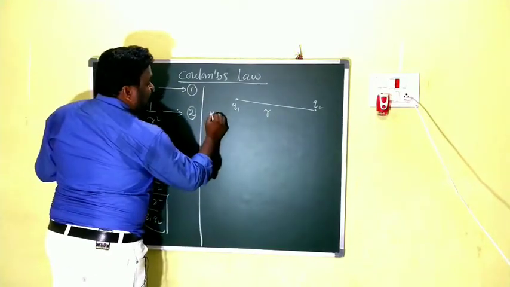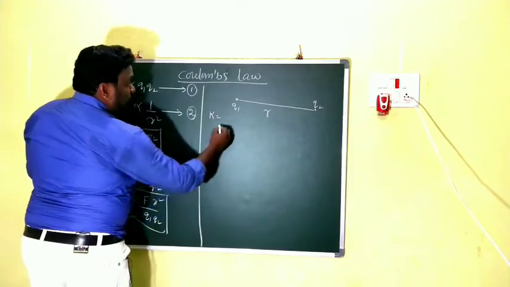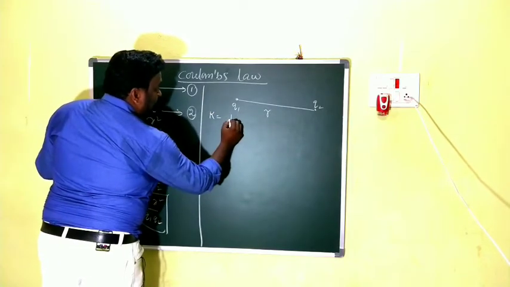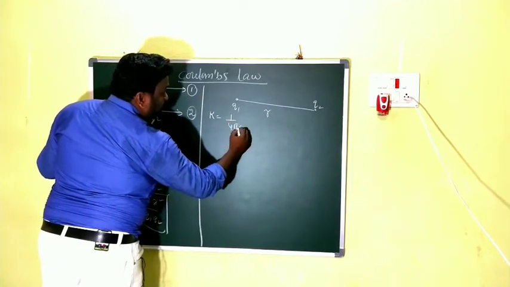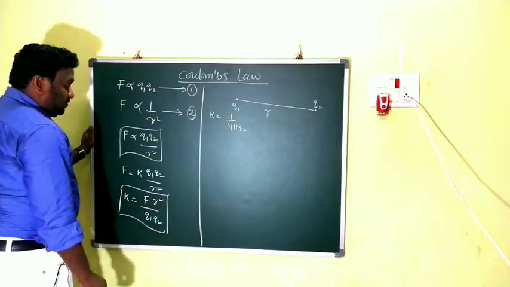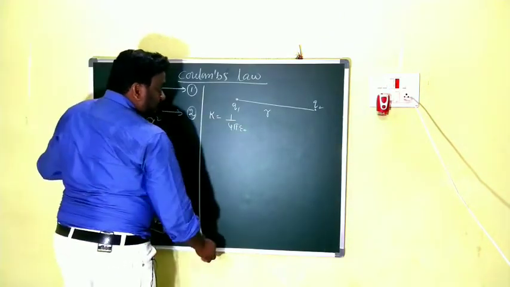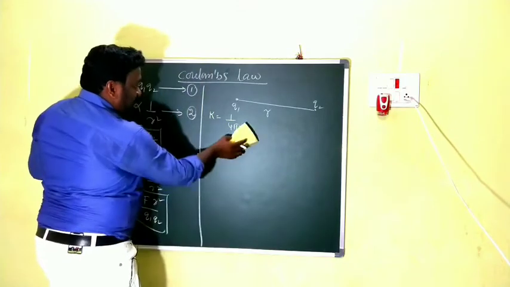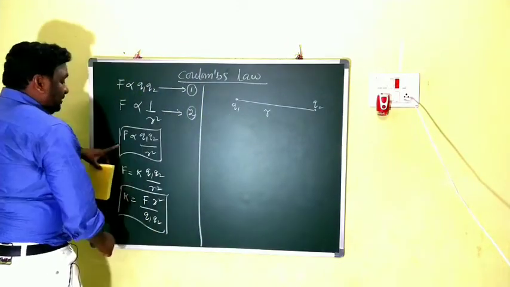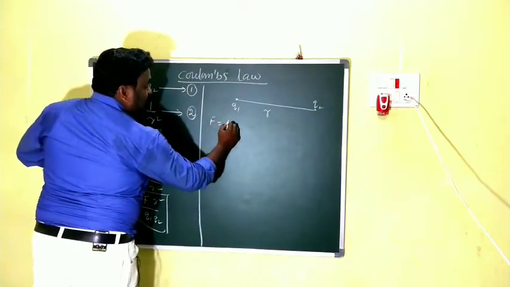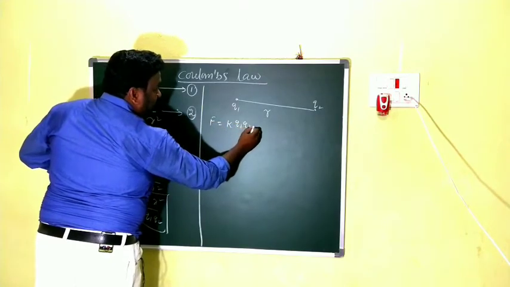K is equal to 1 by 4 pi epsilon naught. K is equal to 1 by 4 pi epsilon naught, or simply I am writing first like this. So here I am writing F is equal to K into Q1 Q2 by R square.